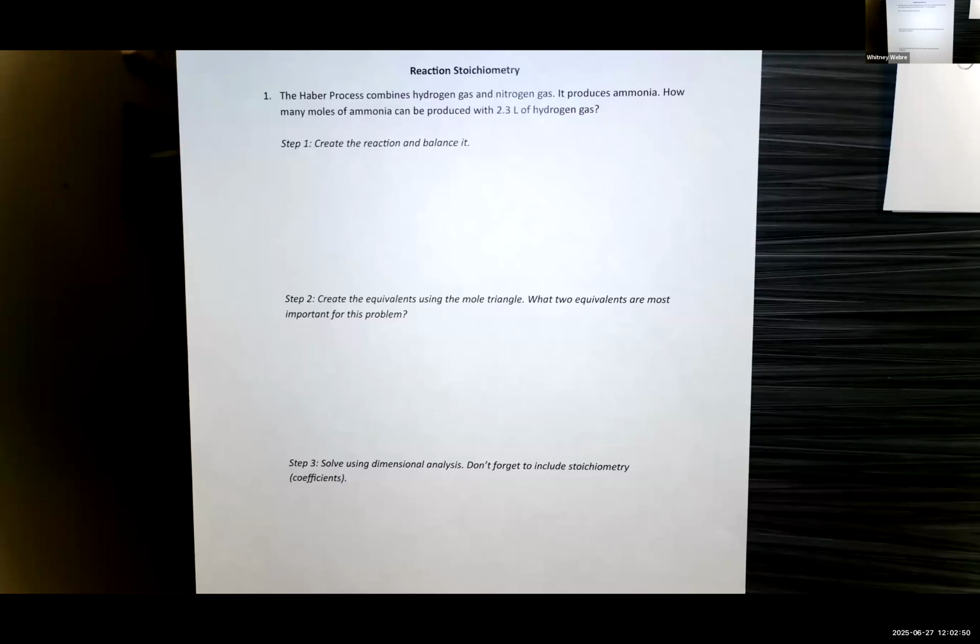Step 2, because these are stoichiometry questions, you're going to have to get that mole triangle really honed in your head and create those relevant equivalents. If you want to write out all the equivalents, that's what I would do. So I asked, create the equivalents using the mole triangle, and most importantly, what 2 equivalents are relevant to this particular question. And then once you have that, you can do step 3, solve it using dimensional analysis. And then don't forget your stoichiometric coefficients. That's why balancing is so important.